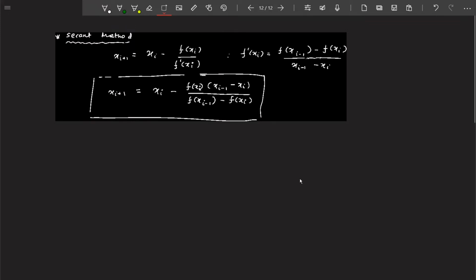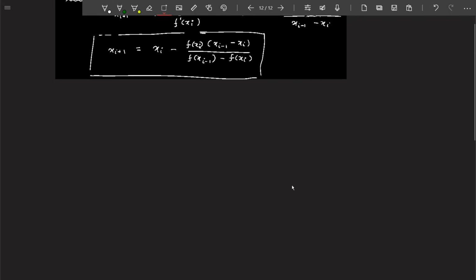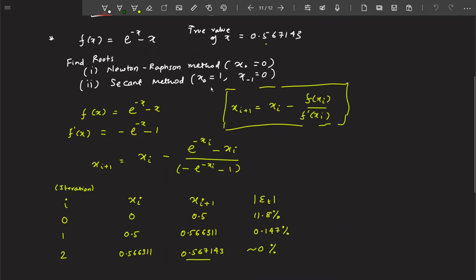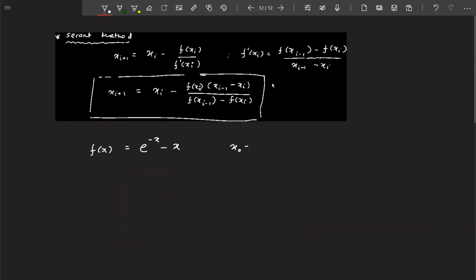So this was the problem. The equation is f(x) equals e raised to minus x, minus x. Since this is a secant method, we have to use two starting values, and I think the starting values are also given in the problem. If you see the previous page, x0 is 1 and x minus 1 is 0. So these are the starting values that are given, and this is the formula that we are going to apply.